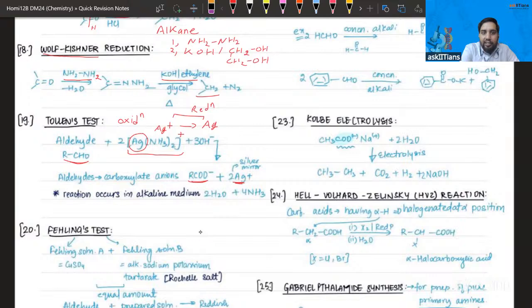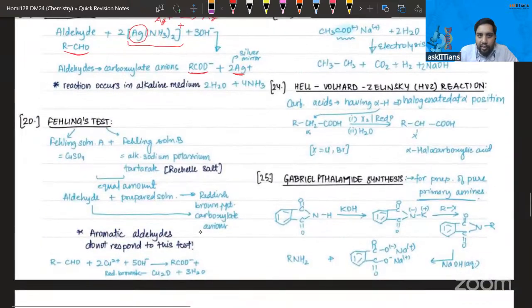Another reagent which does similar work is Fehling solution. In Fehling solution, we have two solutions: freshly prepared Fehling solution A and Fehling solution B. In Fehling solution A, we have aqueous copper sulfate, and in Fehling solution B, we have alkaline sodium potassium tartrate, which is also known as Rochelle salt. Both these compounds together produce copper 2 plus. This is the main reagent.